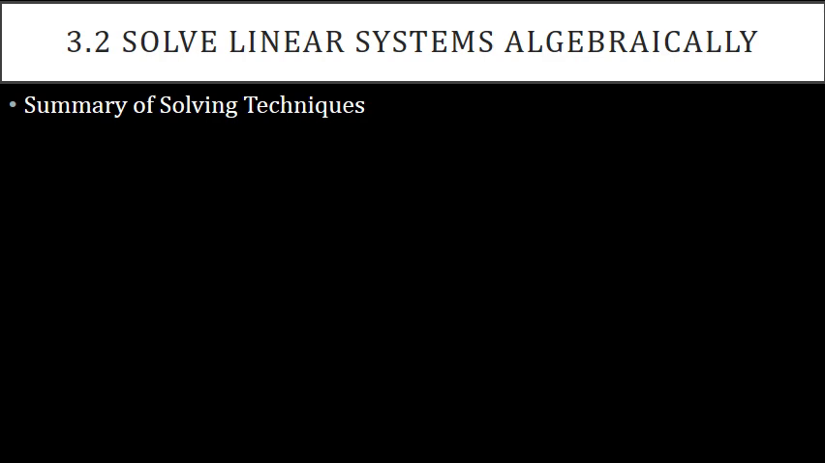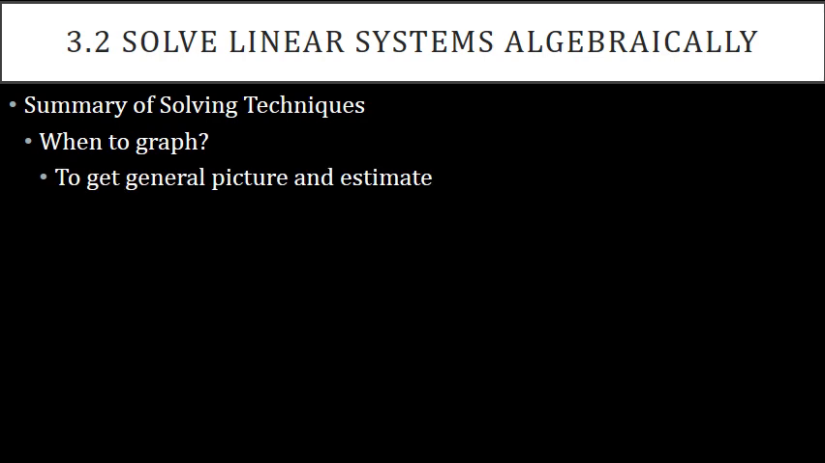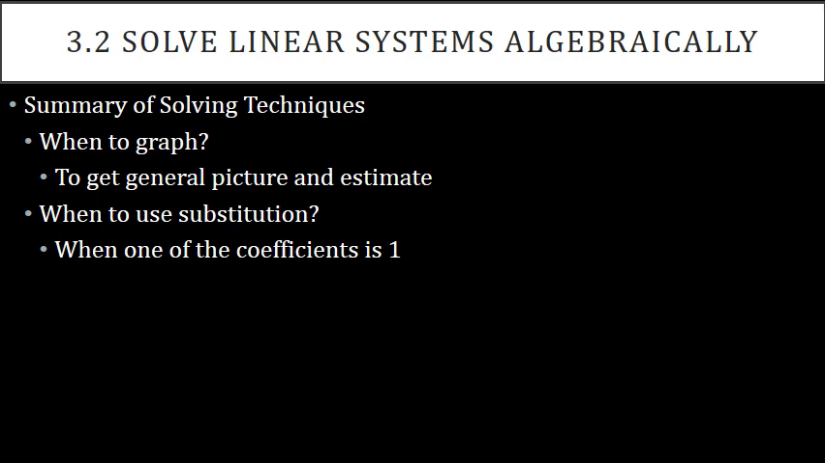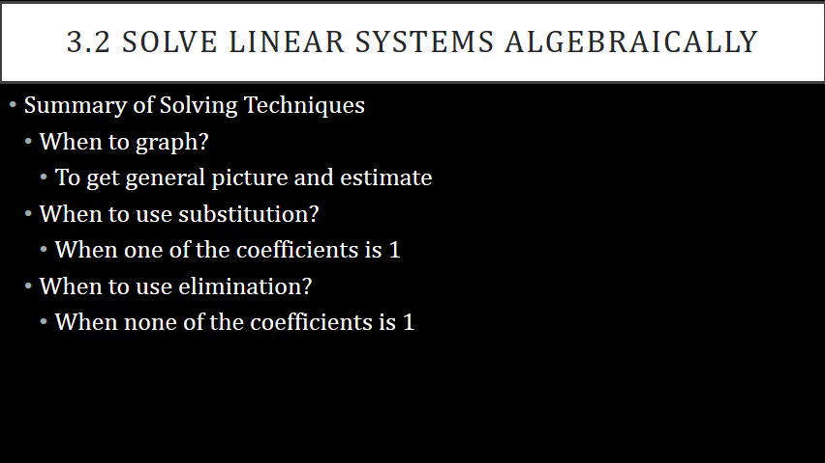So, in summary, when should we graph? Just to get a general picture and get an estimate. But it's easier to use the algebraic methods. So when should we use substitution? Only when one of the coefficients is 1, or one of the equations is already solved for a variable. When should we use elimination? All other times, or when none of the coefficients is 1.